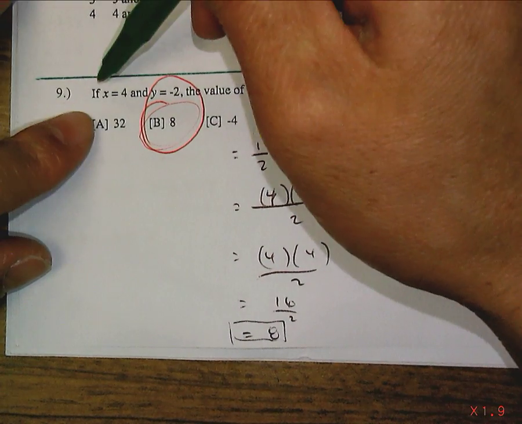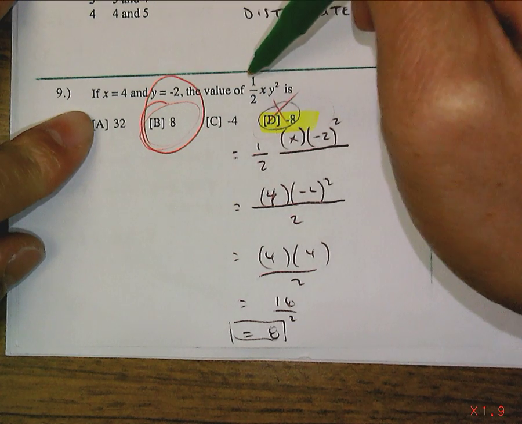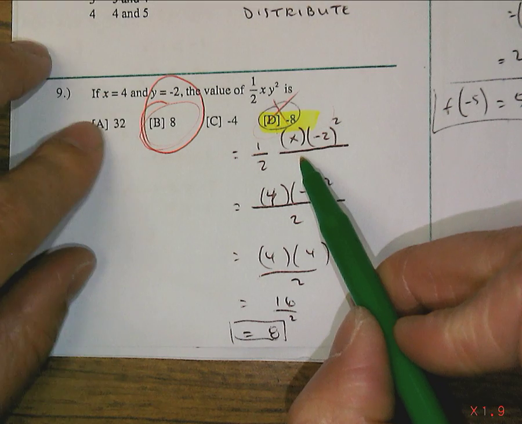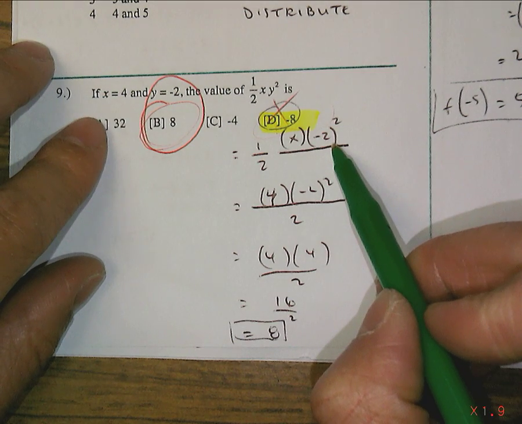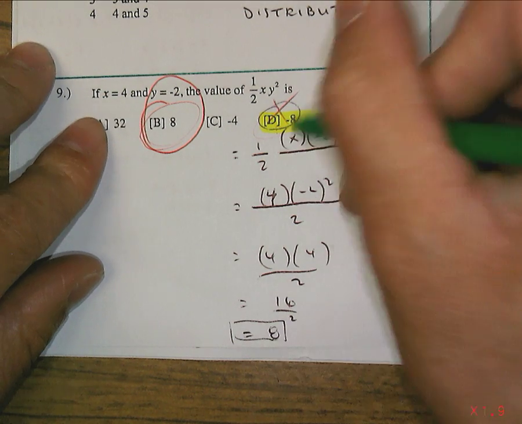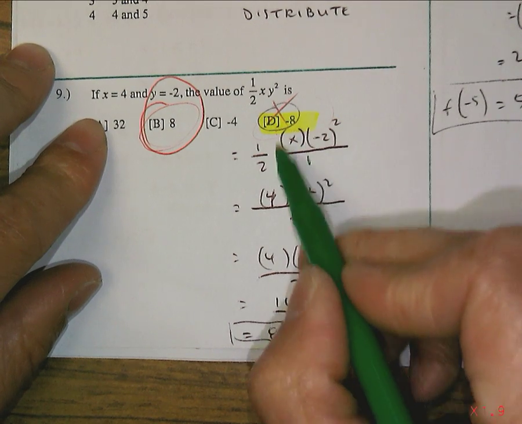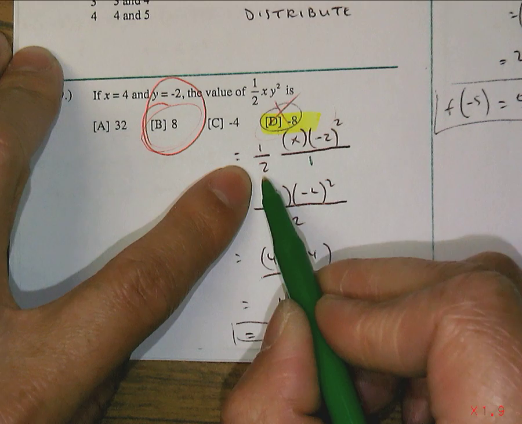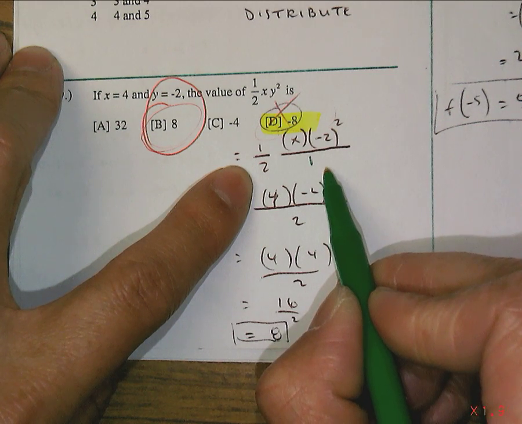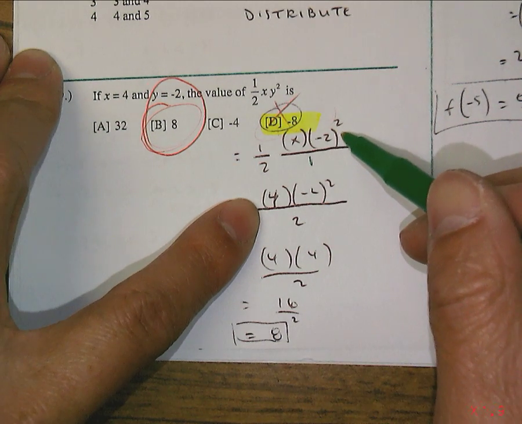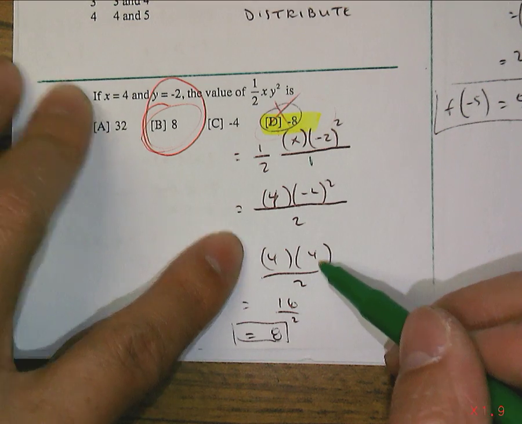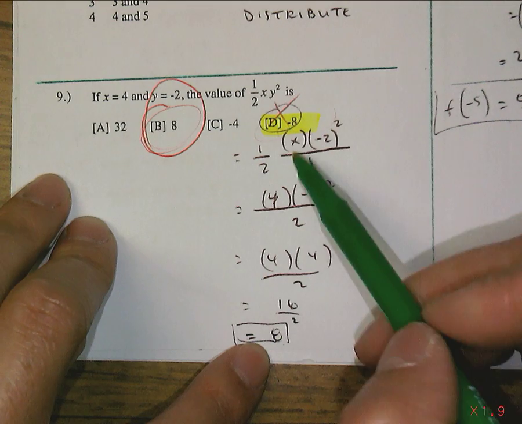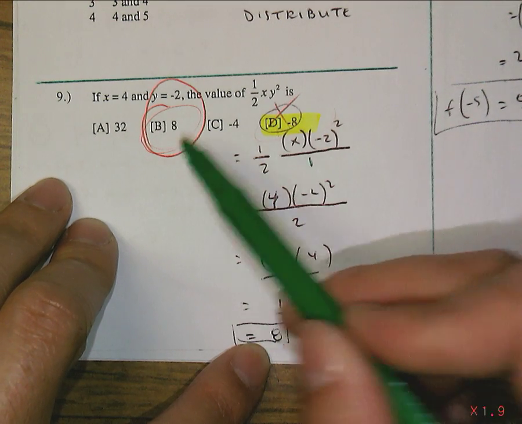Number 9, if x equals 4 and y equals negative 2, the value of 1/2 xy squared is. Make sure you do the substitutions. Notice how I decided to make this fraction here, and the 1/2 I have to the outside. This is just to show you that this is all in the numerator, and that's the denominator. So I'll get negative 2 squared, which is 4. 4 times 4 is 16. 16 divided by 2 is 8. I circled the wrong answer. The answer is 8.